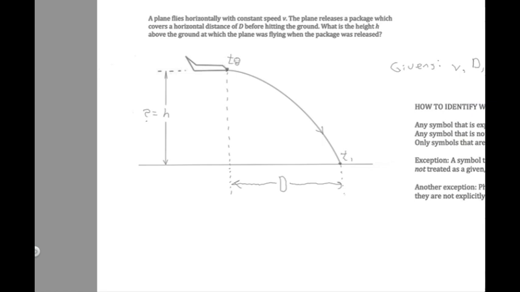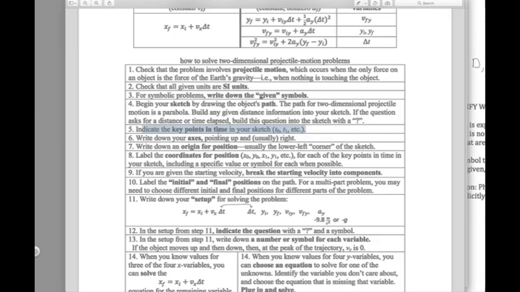This is a key point because the question asks us about the distance to that point. And this is a key point because we were given information about that point. Remember, we're treating this symbol as a given, as if we knew this number. So according to those rules, we were given information about that point. Those are the only key points in time for this problem.